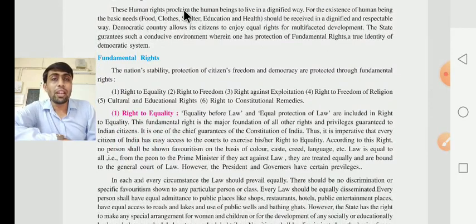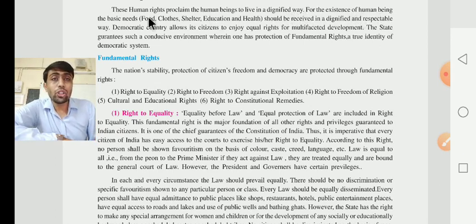These human rights proclaim. Proclaim means घोषणा करना, the human being to live in a dignified way. What they have to proclaim, that they have to proclaim as a human being to live in a dignified way. Dignified means abhimani vyasa.